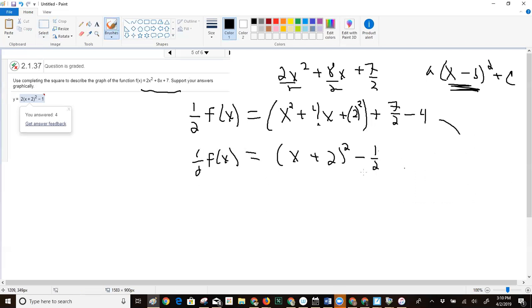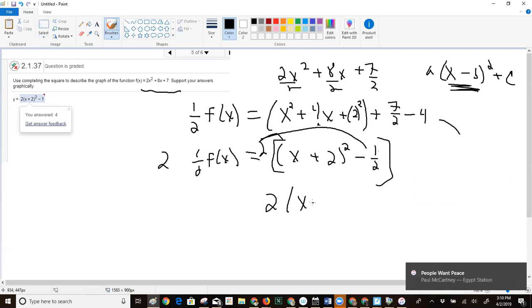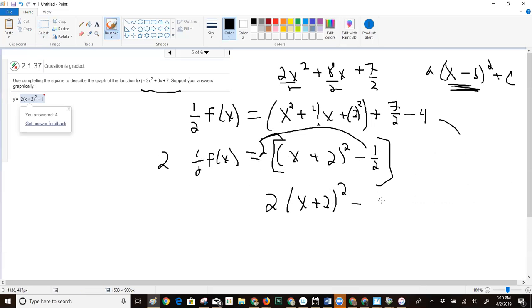So I want to multiply it back through. If I multiply both sides of this equation by 2, I have to remember to distribute it through. So it's 2 times the quantity x plus 2 squared minus, and then what's negative 1/2 times 2? Negative 1. And lo and behold, isn't that what they have for the answer? So that's how you do completing the square.